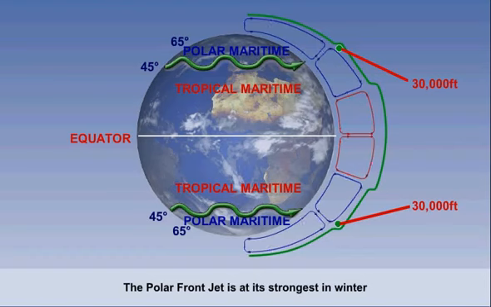The average speeds are less than the subtropical jet, only about 80 to 130 knots. But similarly with the subtropical jet, the temperature variation between the polar maritime and tropical air masses is greater in winter, and as a result the jet will be faster and stronger, sometimes up to 200 knots or more.